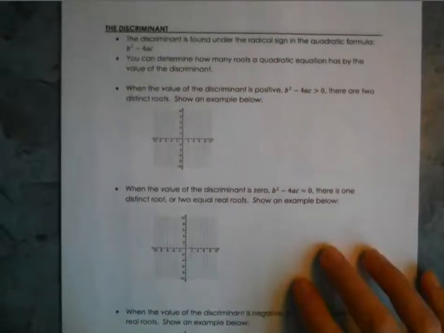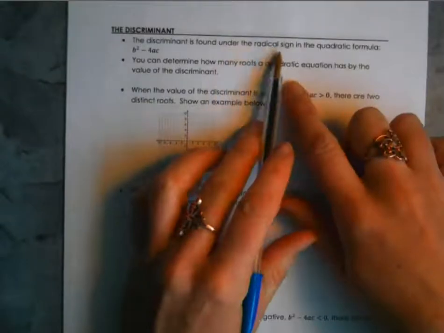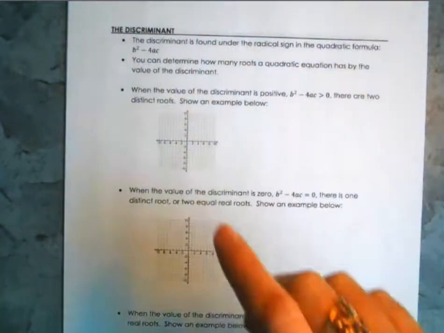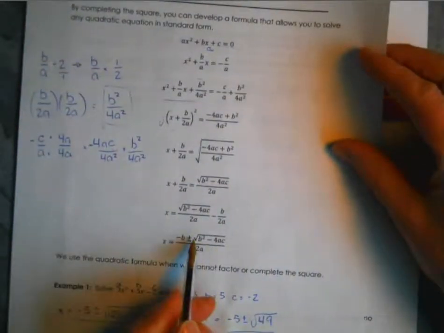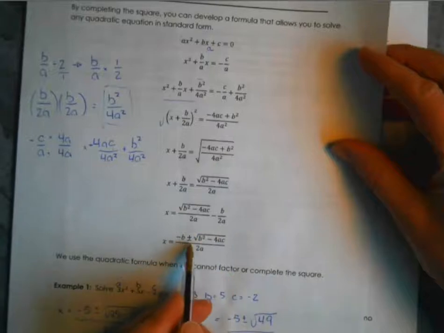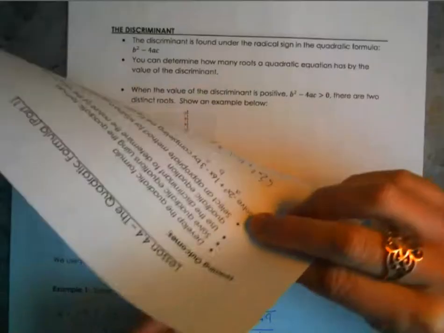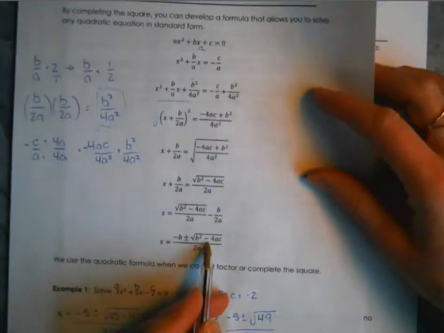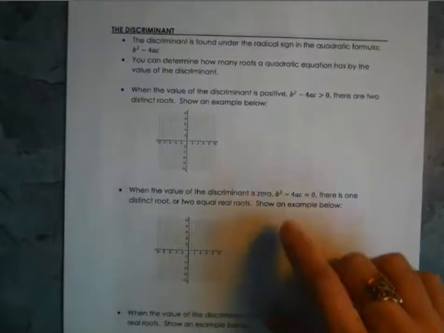Now let's have a look at the discriminant. The discriminant is basically the part that was found under the radical sign in the quadratic formula. If you remember, here's our quadratic formula. This section right here is the discriminant. So b squared minus 4ac.